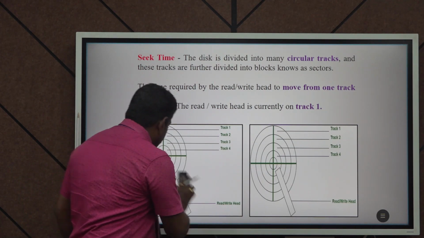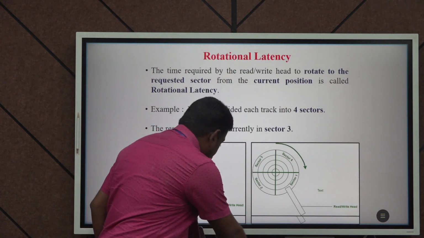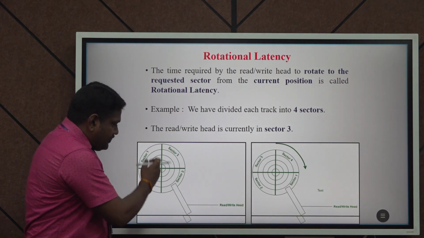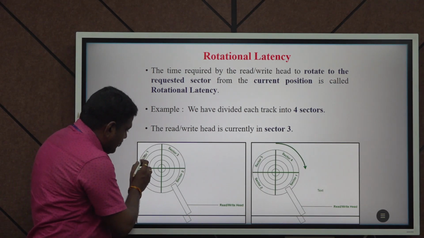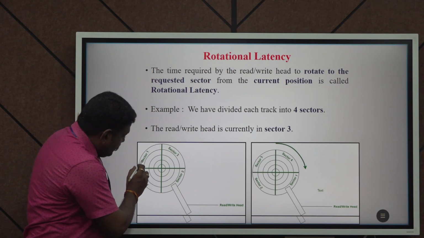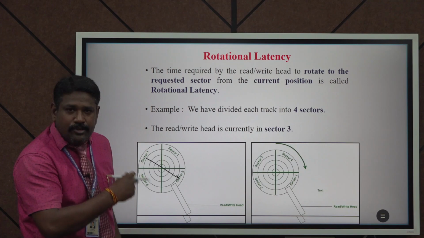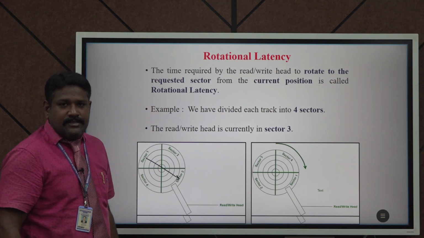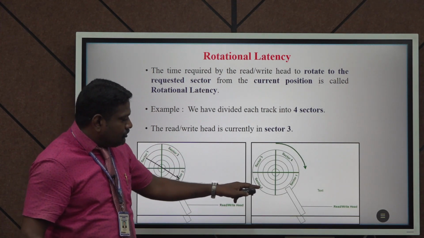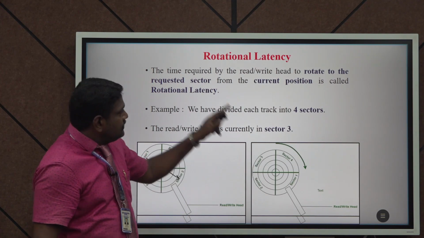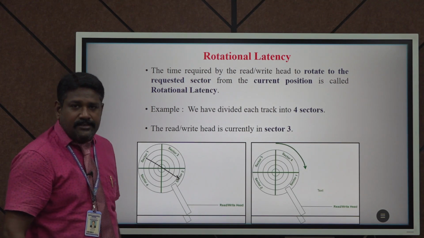time. And the next one is rotational latency. Inside a track, it is divided into different sectors. For example, I am in track 4 sector 1, and the time needed to move from sector 1 to sector 3 in that particular track is called rotational latency. So we must know these two basic concepts. Seek time is the time needed to travel from one track to another track. Rotational latency is the time needed to move from one sector to another sector in the same track.